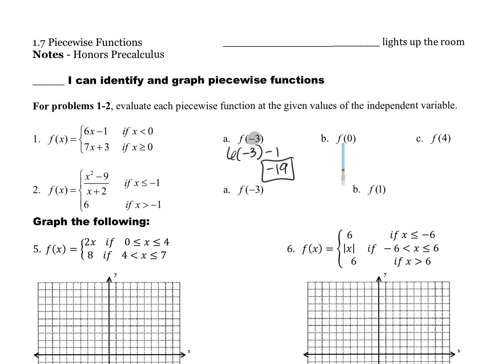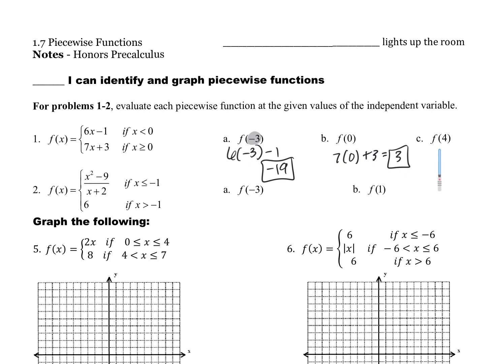How about when x is 0? Which one do I want to plug it into? When x is less than 0, or x is greater than or equal to 0? Yeah, greater than or equal to 0, right? 0 is equal to 0. So I'm going to plug that into the bottom one. 7 times 0 plus 3 is going to get me a final answer of 3. Drew, you writing it down?